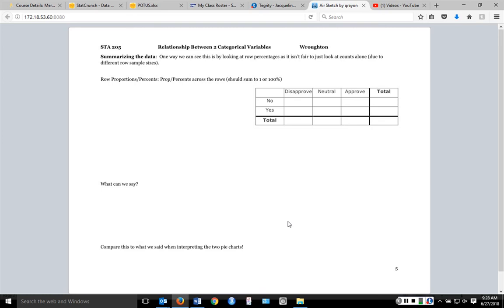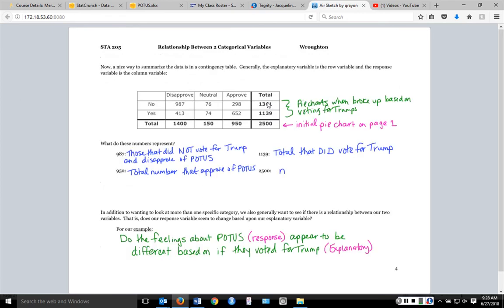So what we're going to do is focus on one row at a time. So first, I'm going to focus on my no row. And all the numbers that I'm going to be using are going to be coming from this contingency table that we have. So notice I'm just going to focus on my no row. So really what I care about is I'm just going to focus on our 1,361 people that did not vote for Trump. I'm going to ignore the others for now. So of those that did not vote for Trump, I want to figure out what percent disapproved of him.